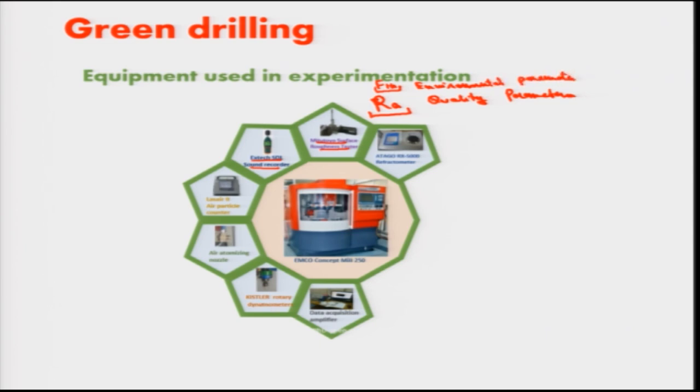Okay, that force is recorded using the Chrysler rotary dynamometer, then air atomizing nozzle. These are different instruments which are used. Then this is a machine tool that is used, EMCO Concept Mill 250, and data acquisition amplifier. Data acquisition using the dynamometer, data is acquired in a computer system here.